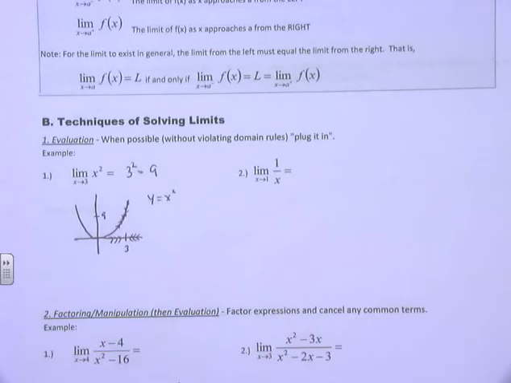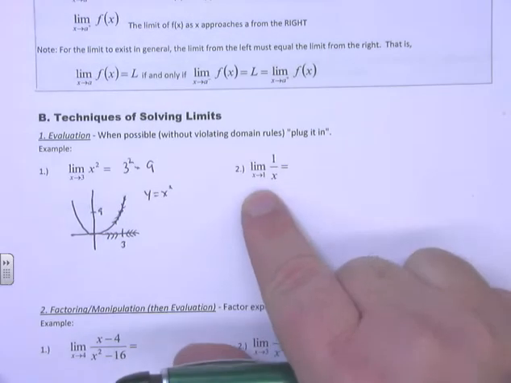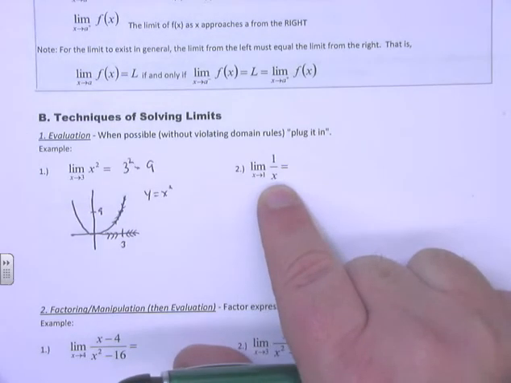Take a look at this problem right here. The limit as x approaches 1 of 1 over x. Look at the function 1 over x. Does it have a problem? Actually, it does. 1 over x has a problem. What value of x would cause this thing to have a problem? 0. 0 is the problem point. But that's not the point we're after the limit for. What limit are we going after? 1. So at 1, this function 1 over x doesn't have a problem.